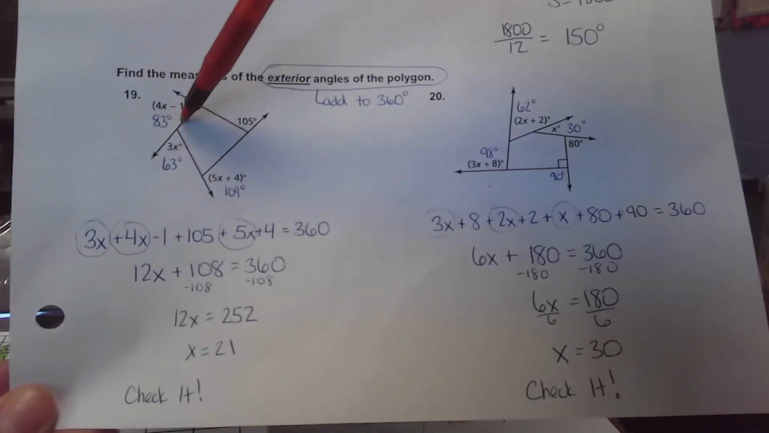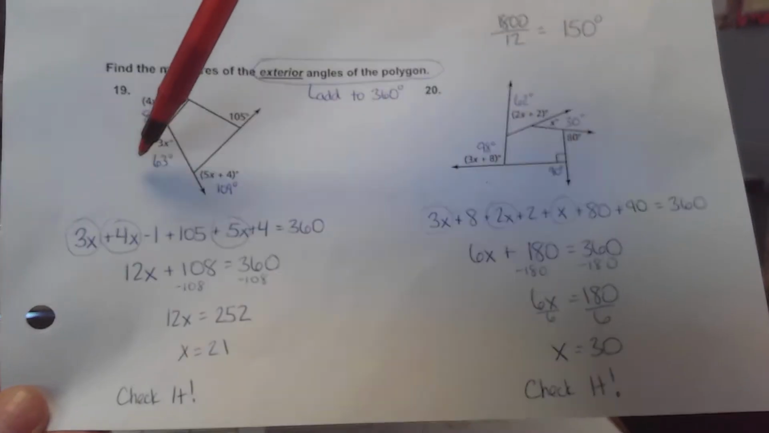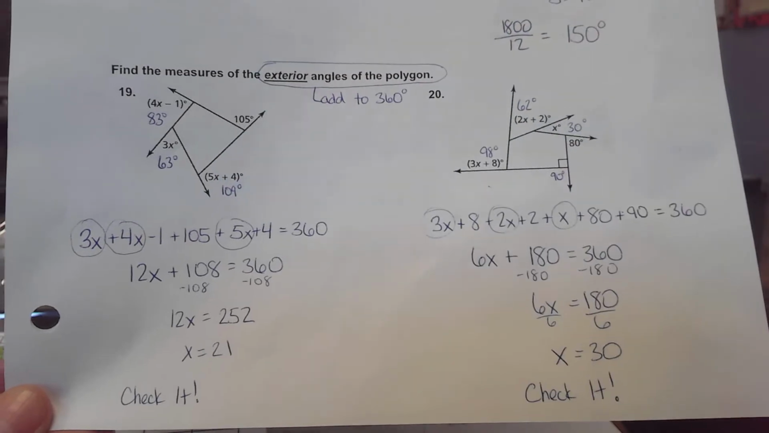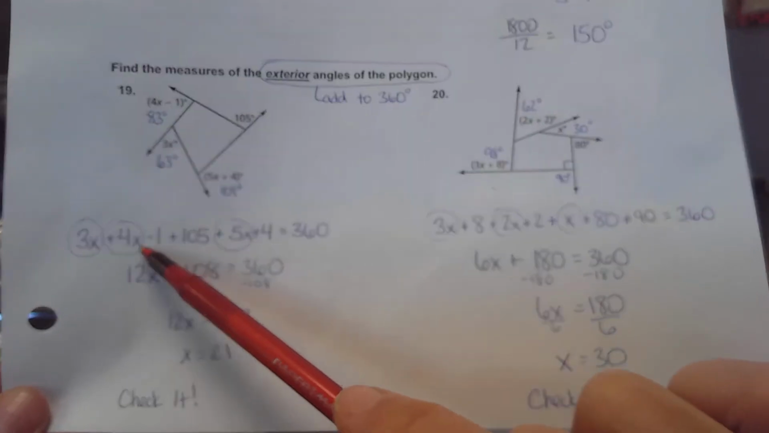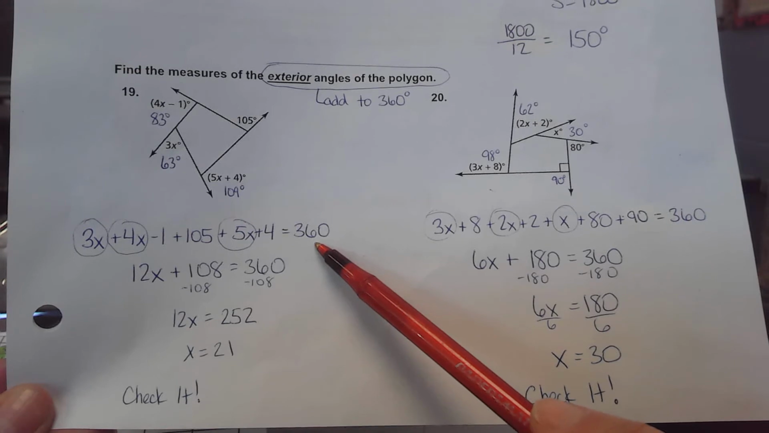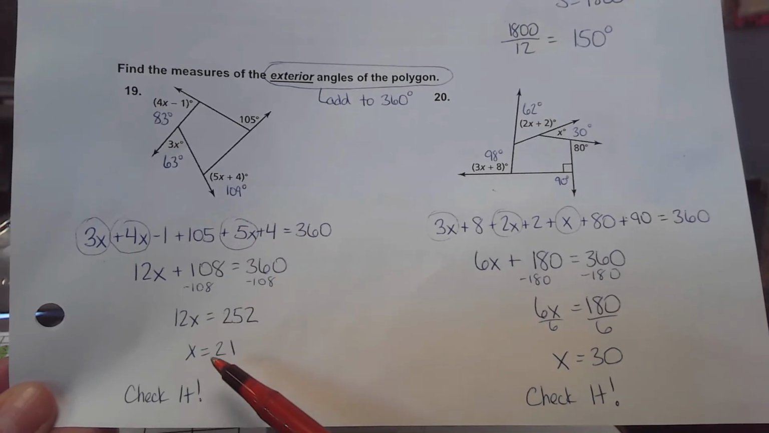So you have to find, if this is a 4-sided figure, it's going to have 4 exterior angles. Adding all of those together is going to add up to 360. Combine like terms and solve. And then you can check it.